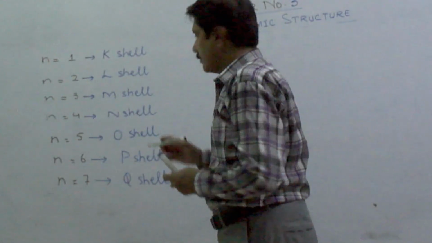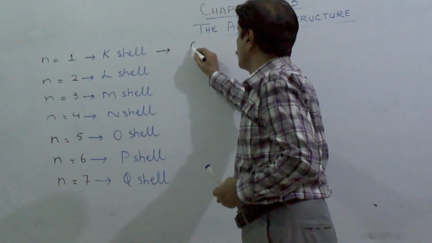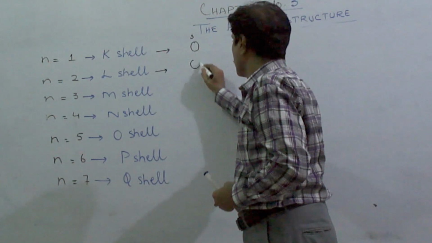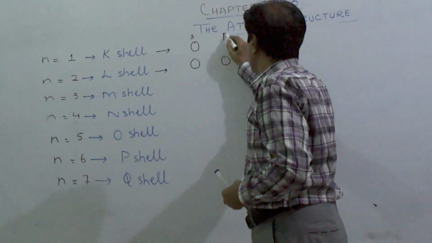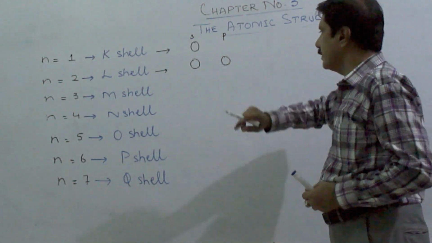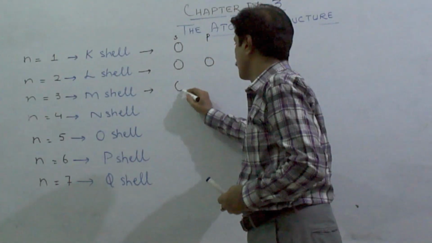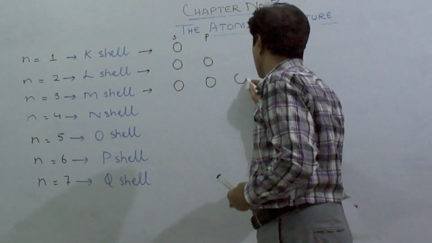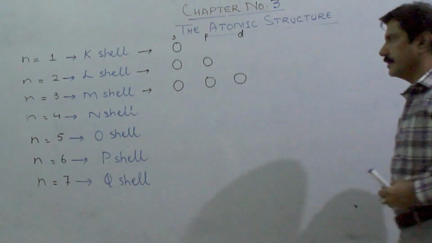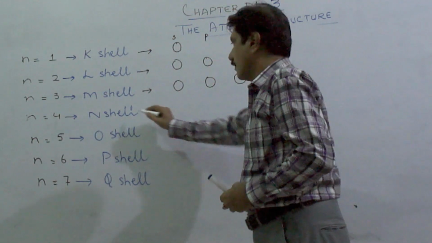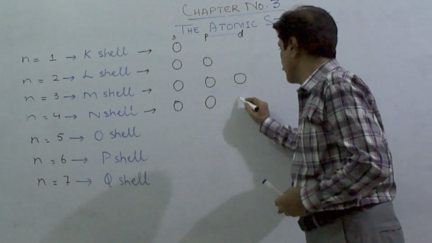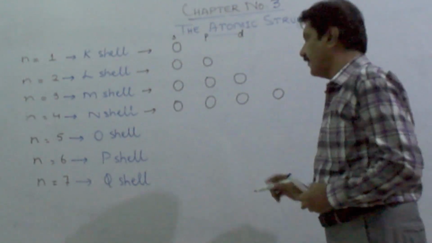In K shell there is only one orbital, which is the s orbital. In L shell there are two orbitals, first one is s and another one is p. The third shell M comprises three orbitals, s, p and d. Fourth shell N has four subshells, four orbitals, s, p, d and f.